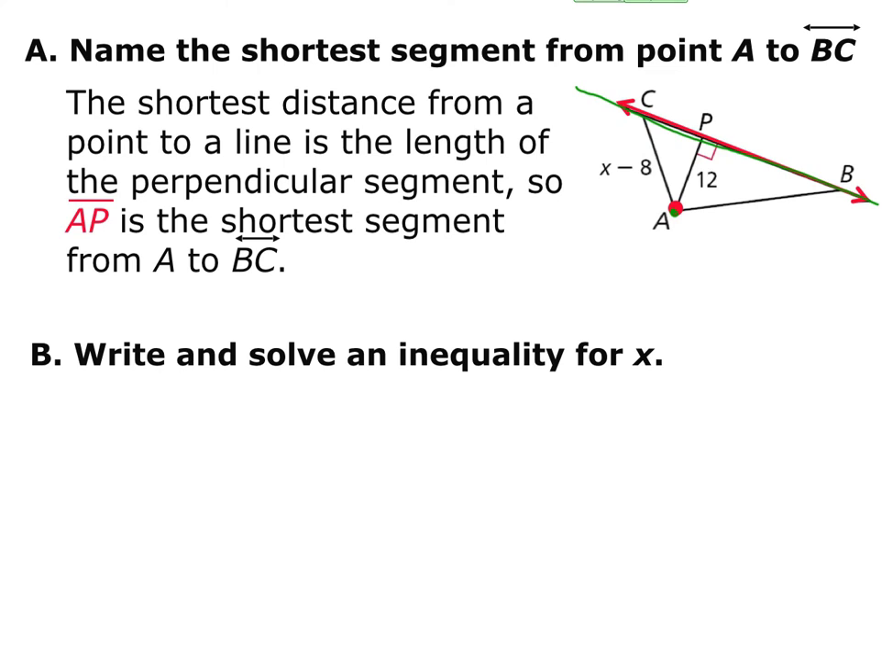Okay, so write and solve an inequality for x. So what do they mean? Well, x is over here. So I could say x minus 8, is it greater than or less than something else in the picture? Think about the shortest distance is along the perpendicular. So x minus 8 would be greater than 12. That's an inequality for x. Now if I solve it, solving inequalities is almost like solving equations. What do you have to be careful of? There's a time, actually 2 times, when you have to reverse that inequality symbol around.